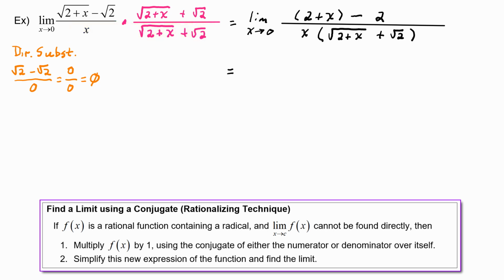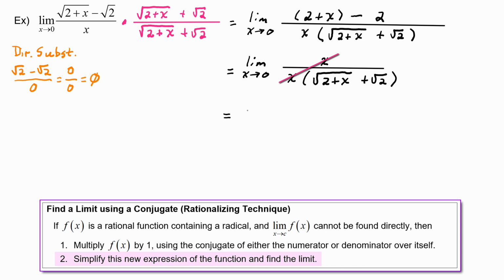This is going to equal the limit as x goes to 0. In the numerator, we have a 2 here and a minus 2, so those will cancel, and we are left with x. In the denominator, we have x times the quantity square root of 2 plus x plus square root of 2. Now we have to simplify this expression and find the limit. We know that within the limit, we are allowed to cancel the common factors.